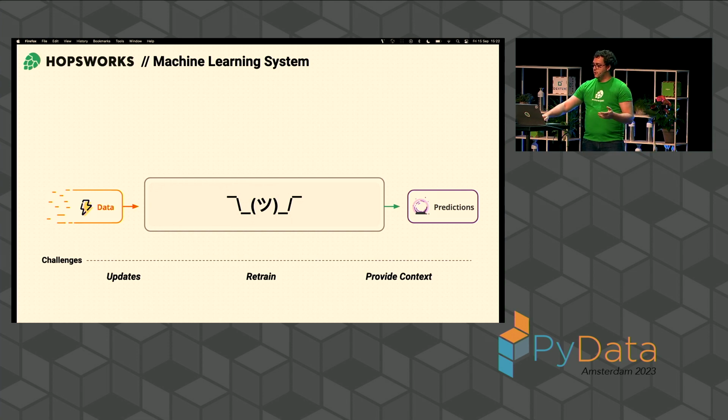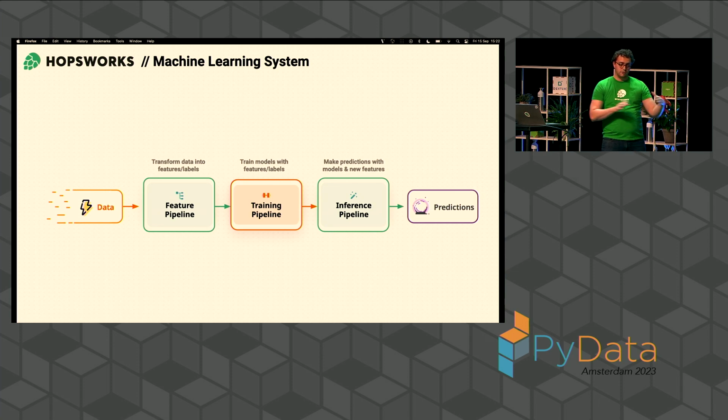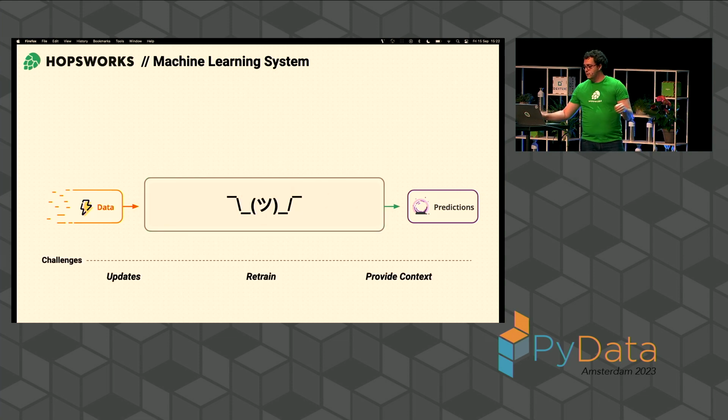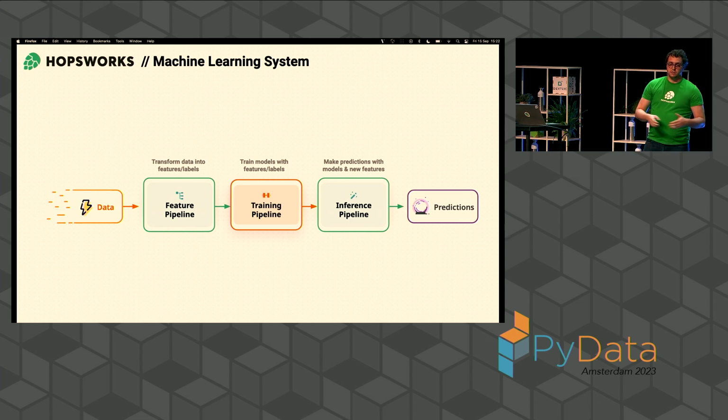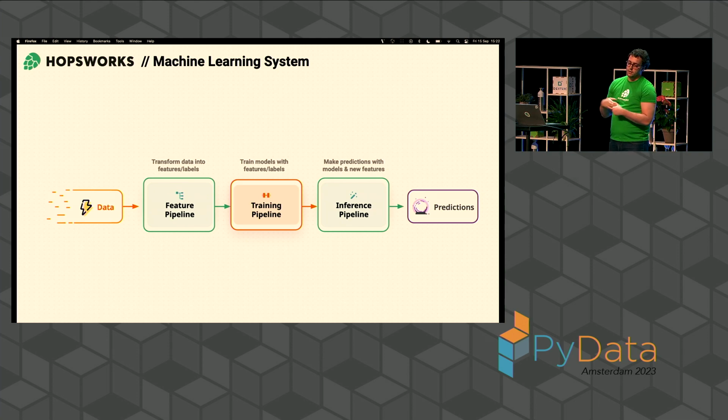So the way we solve this problem is in two ways. The first part is we break down what we have as a monolithic pipeline into 3 different stages. The first stage is a feature pipeline, which takes raw data, computes features, and writes them somewhere. The second stage is a training pipeline, which basically retrieves the features and trains your model, whether a scikit-learn model, PyTorch, whatever it is.